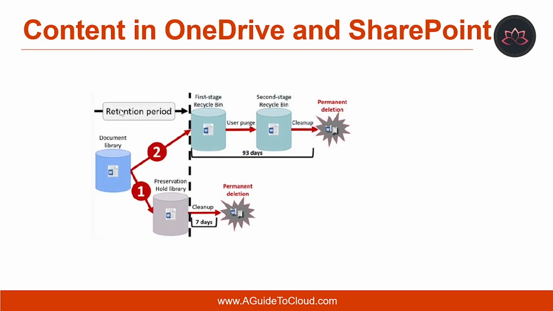Let's talk about the content in OneDrive accounts and SharePoint sites. When you include a SharePoint site or OneDrive account in a retention policy, a preservation hold library is created if one doesn't already exist. Most users can't view the preservation hold library because it's visible only to site collection administrators.